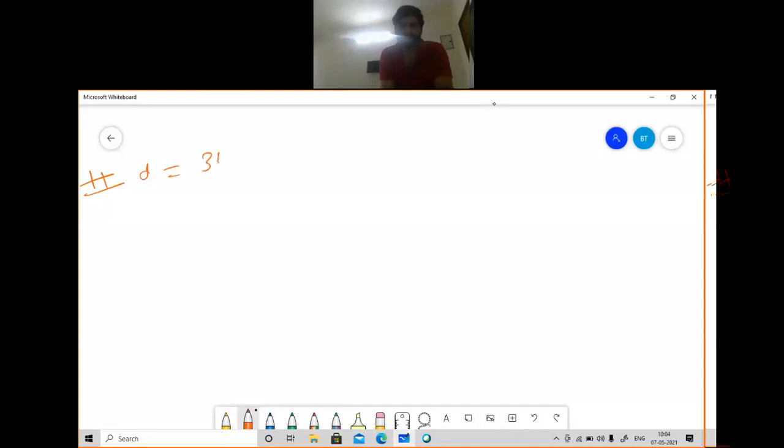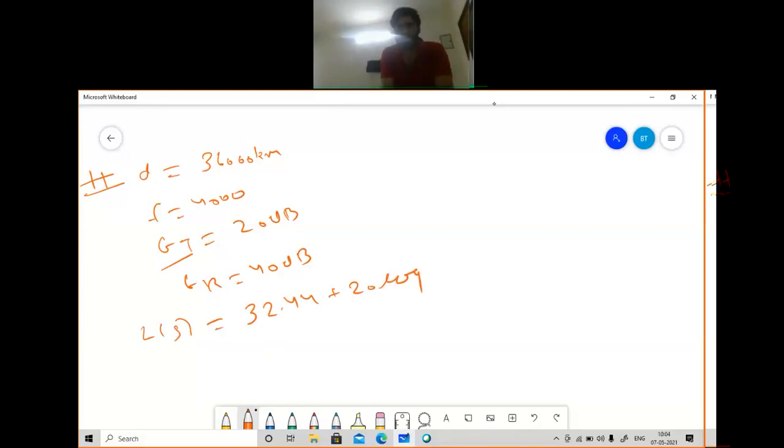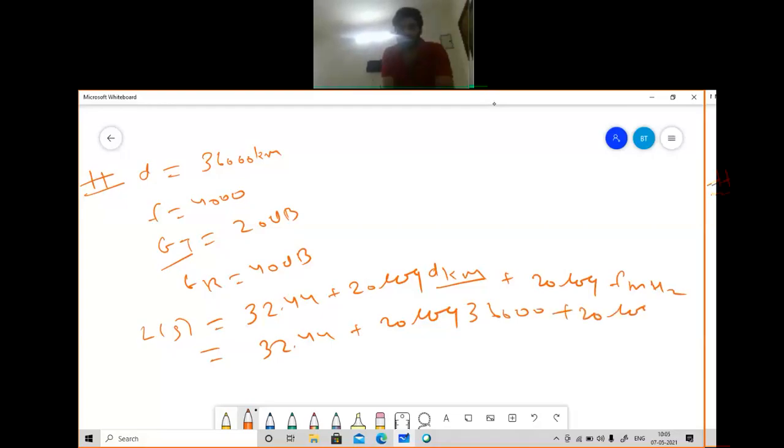Distance was given as 36,000 kilometers and frequency was given as 4,000. Gain transmitted was 20 dB and gain received was 40 dB. We have to find LS. LS was 32.44 plus 20 log distance in kilometers plus 20 log frequency in megahertz. So 32.44 plus 20 log 36,000 plus 20 log 4,000.